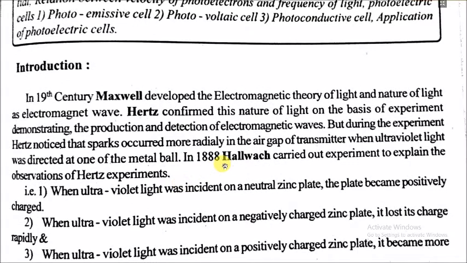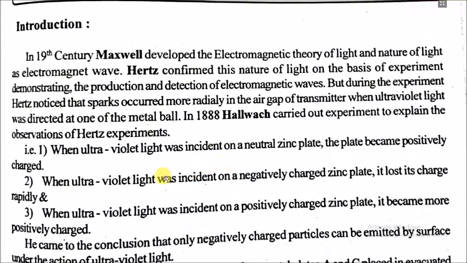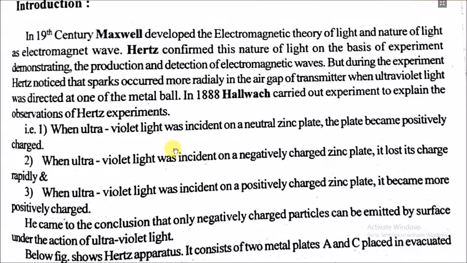So by doing his experiment, he got some experimental results. What are the experimental results? The first result was that when ultraviolet light was incident on a neutral zinc plate, the plate became positively charged. After that, when ultraviolet light was incident on a negatively charged zinc plate, that plate became chargeless, or neutral, means it was losing its negative charge.